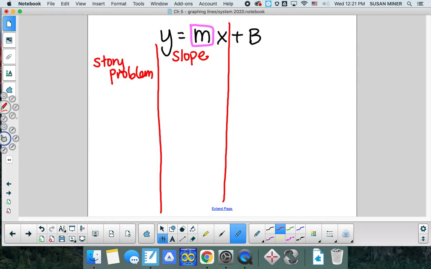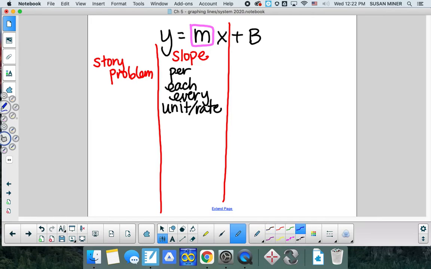Those words are words like per, each, every, some kind of rate. A unit rate is what we call it, like miles per gallon or dollars per item, something like that. Those things in a story problem identify slope.